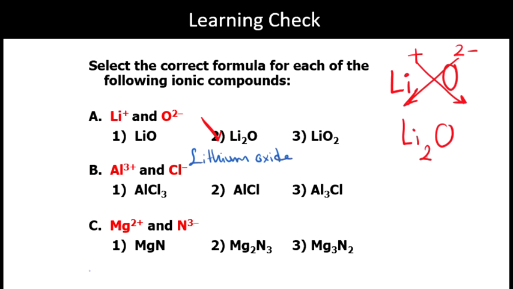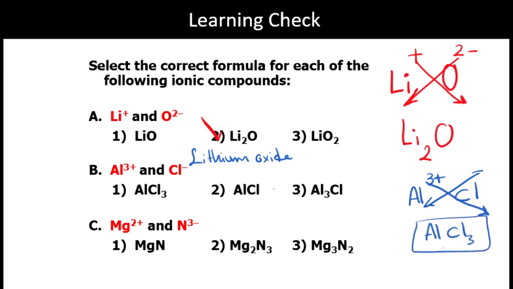How about the next one? Al 3 positive and Cl 1 negative. We need to write this one here, this one here, and we don't write 1. So we call that AlCl3, the formula for this compound. What is the name? Metal, non-metal, IDE. Aluminum chloride.